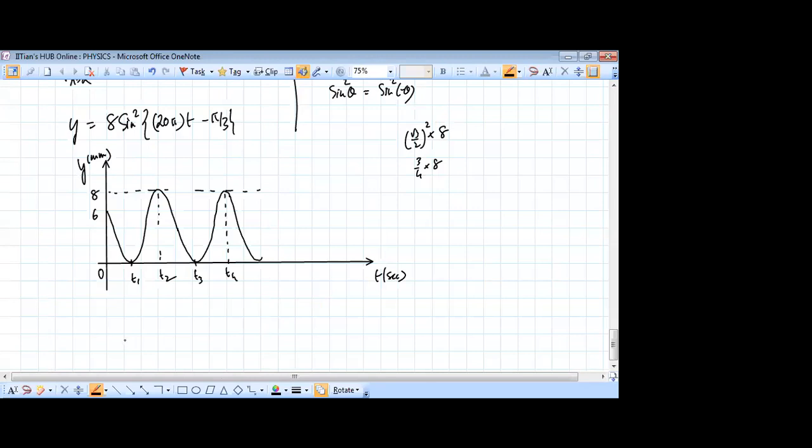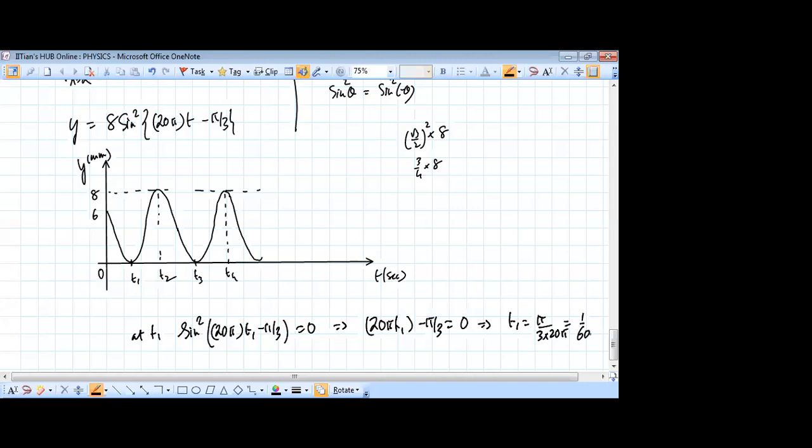So you can see that at T1, sine square (20 pi T1 minus pi by 3) is equal to 0 for the first time. So that means 20 pi T1 minus pi by 3 must be equal to 0. So that means T1 must be pi by 3 into 20 pi. So it must be 1 by 60th of a second. So T1 must be 1/60th of a second.